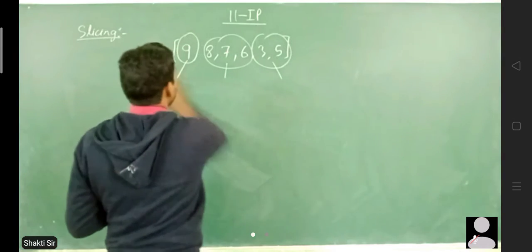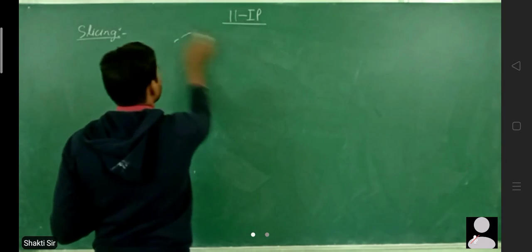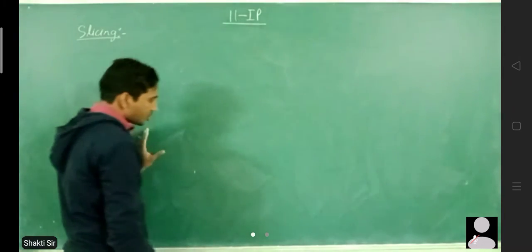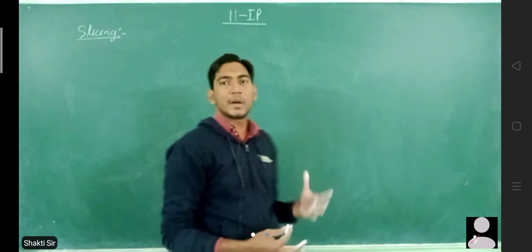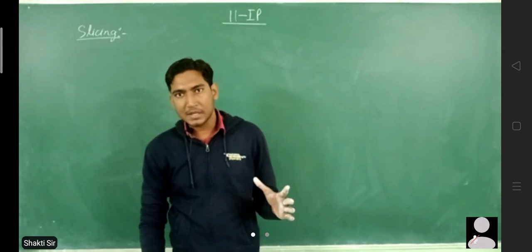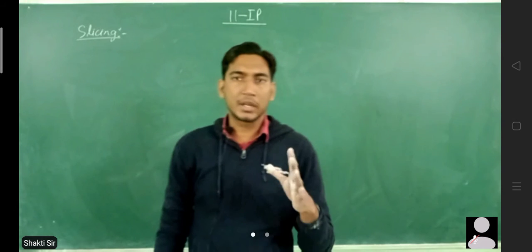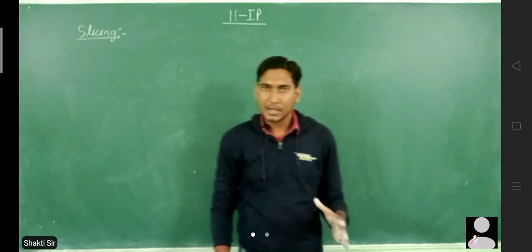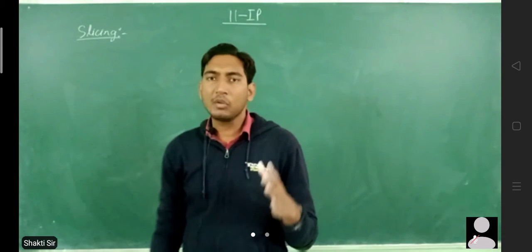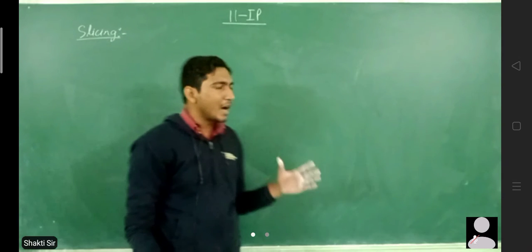So take an example of a list. So suppose we have a list. So how does slicing work? Basically slicing works in the same way a range function works. In slicing also we have three arguments, just as in the case of a range function. The first one is start, the second one is stop, and the third one is step. So similarly we have three arguments in slicing: start, stop, and step.